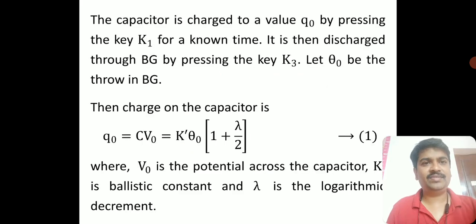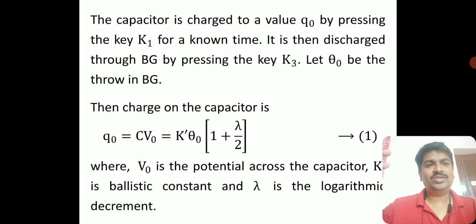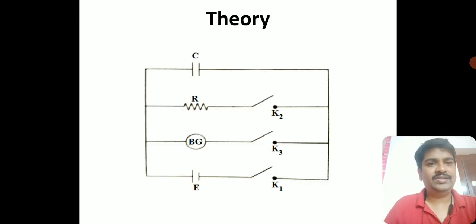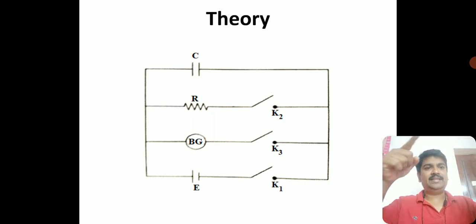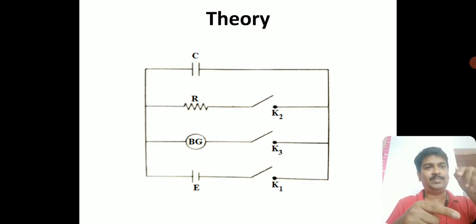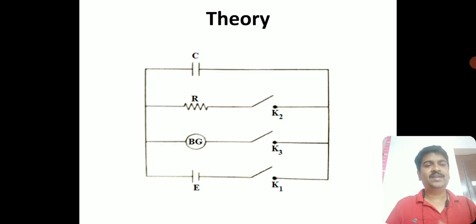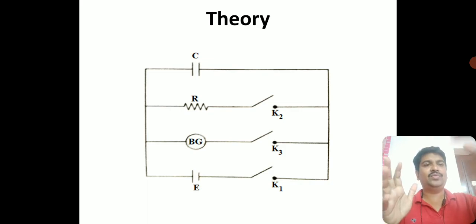Okay, right, we'll see what has to be done. First, the capacitor is charged to a maximum value of Q0 by pressing the key K1. See the diagram. When you press the key K1, that circuit will be closed. You will have only the battery and the capacitor in the circuit. So therefore the capacitor gets charged to a maximum value of Q0.